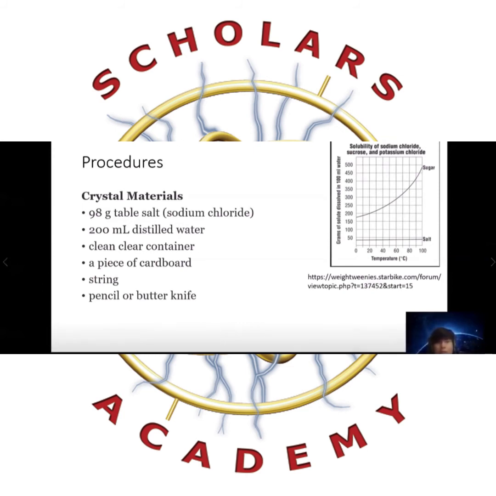So these are the materials, and we're going to use 98 grams of table salt. So we're just doubling this for each 200 milliliters of distilled water. And the reason we want to use distilled water is because distilled water is water that has been evaporated, so everything that's been dissolved in it will stay behind, and the pure water will be collected, and that pure water will be free from impurities.